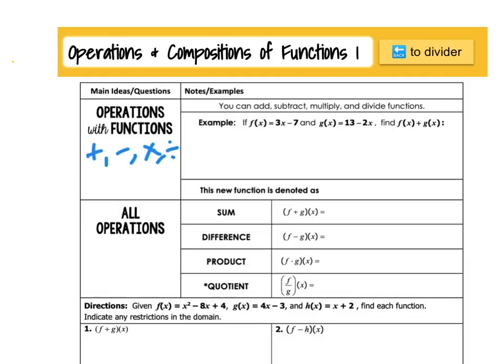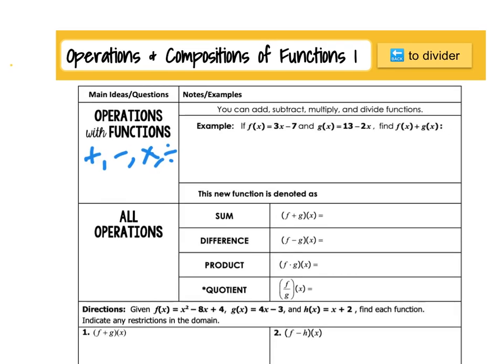If f of x equals 3x minus 7 and g of x is equal to 13 minus 2x, what is f of x plus g of x? So, first thing, write down f of x, 3x minus 7, and we're going to have the operation of adding, and g of x, 13 minus 2x. What's the next step? Combine the like terms.